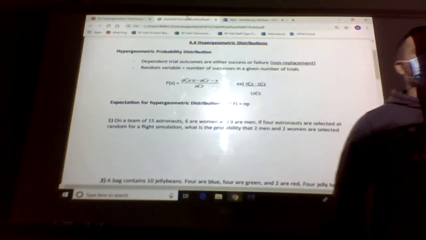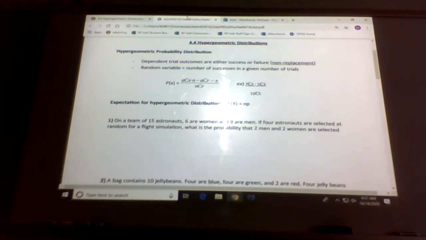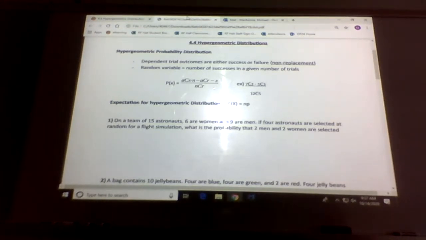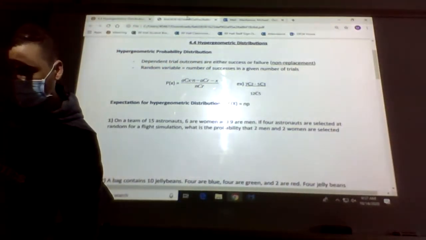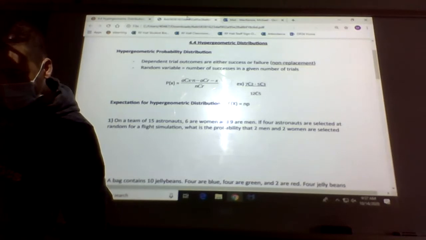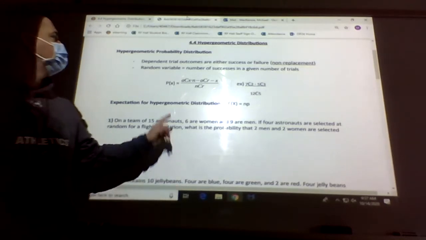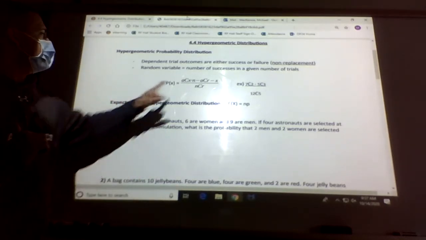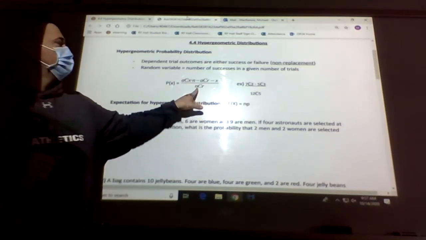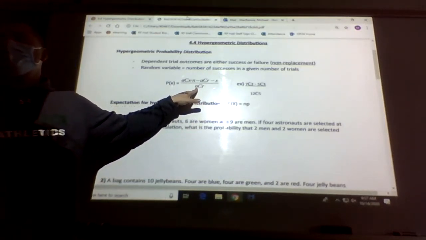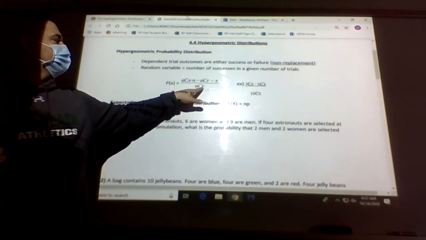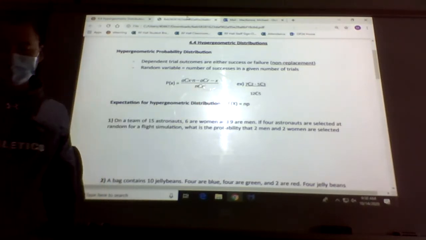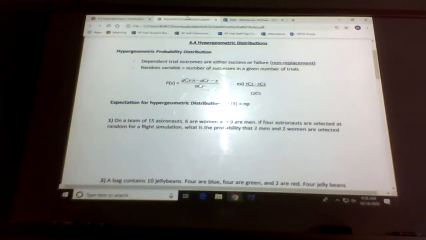For the letters in this formula, do they have the same meaning as the ones in 4.3? Yeah, I should have broken those out. So no, they're the same. n is still your total number of trials. r is now your successful trials. We'll go through the example. It's a little bit different.